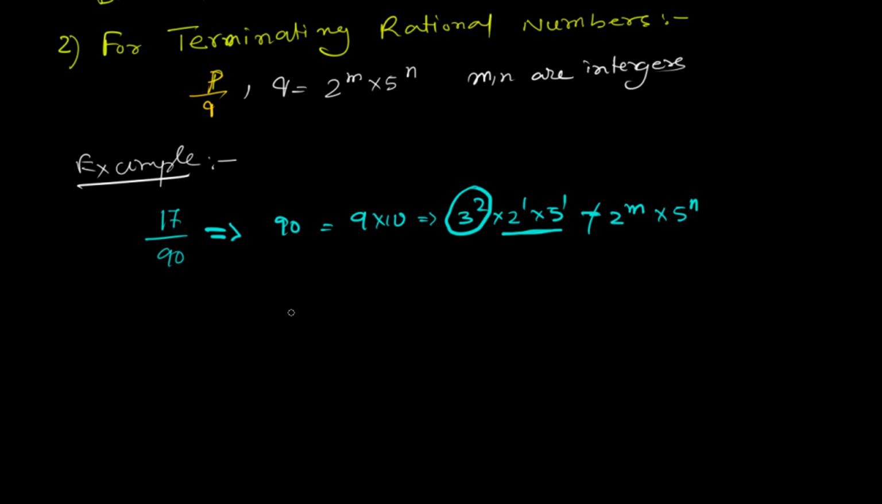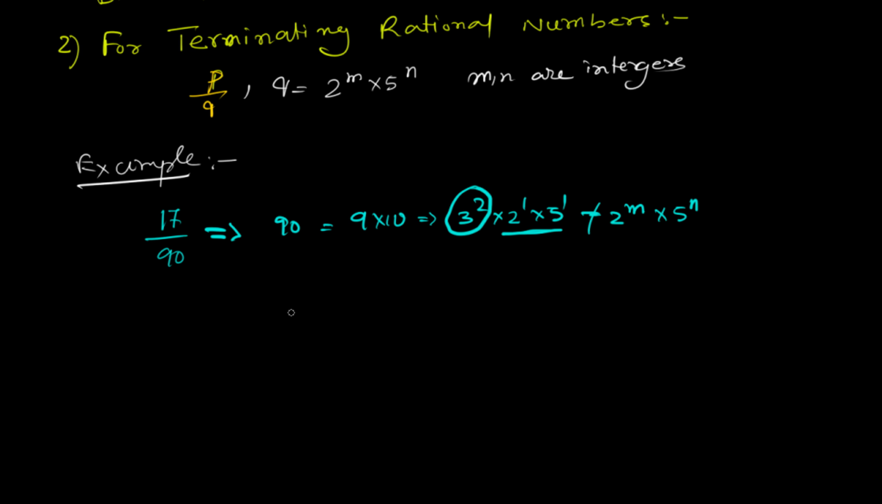Why is it a rational number? Because it is in the form 17 by 90, that is, in the form p by q. That's why it's a rational number, but it's not a terminating rational number. It's a non-terminating repeating number, because we have only one choice left. This is how we can check whether it is terminating or non-terminating.